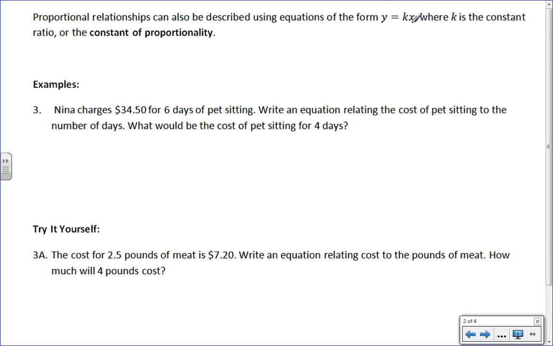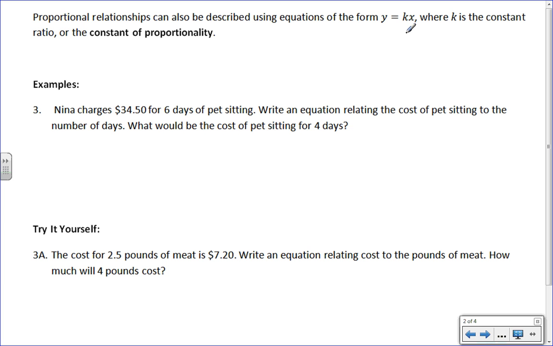Because they have that proportional relationship, we can find this constant just like we did in the previous page where we found that constant ratio for each of those tables that showed something that was proportional. If something is proportional, that constant ratio becomes part of this equation. So we'll see what that looks like in example 3.